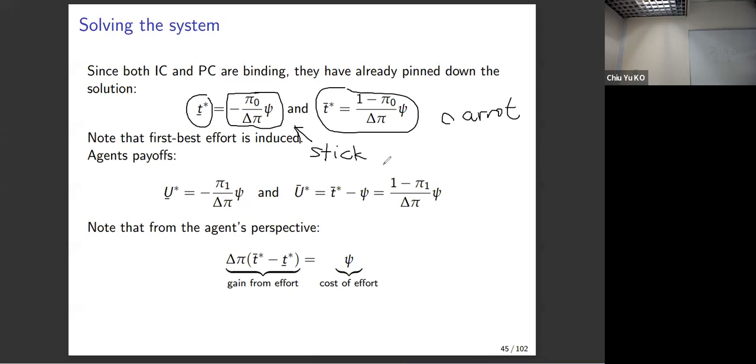This is the extra payment I get. This is the stick. This is the carrot. And this is the effort. And that is the model, right? Very simple. Basically, if you do well, I pay a lot. If you don't do well, I have to punish you.